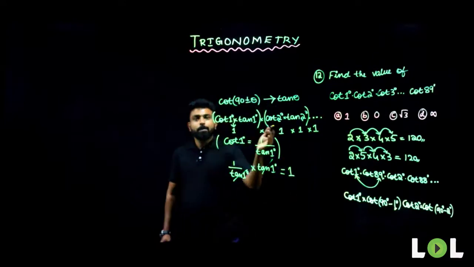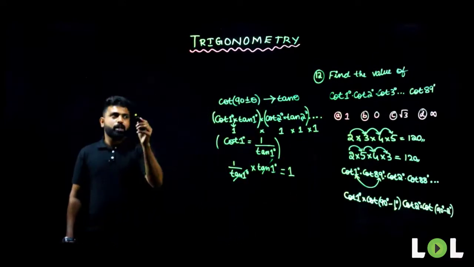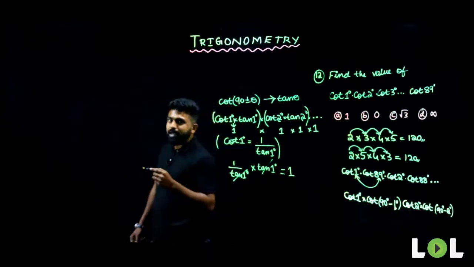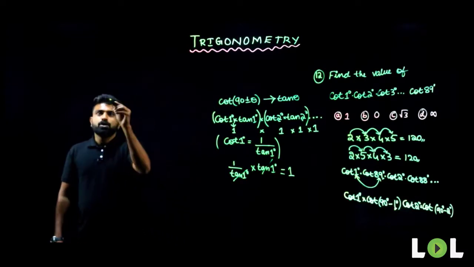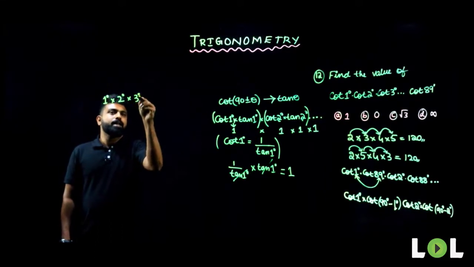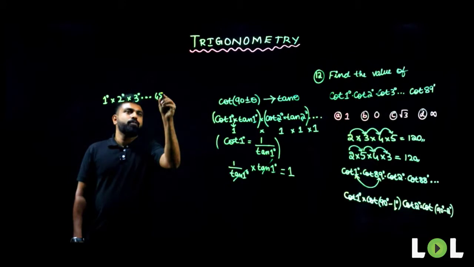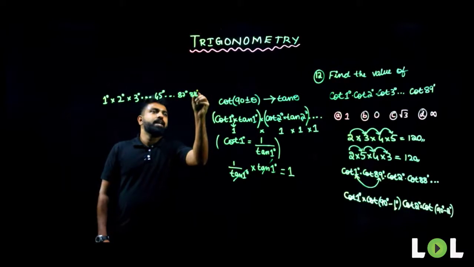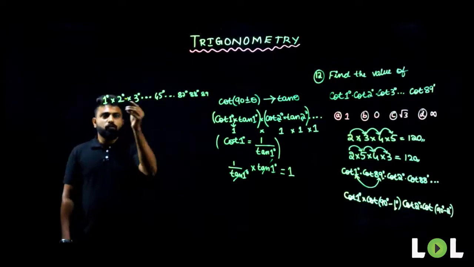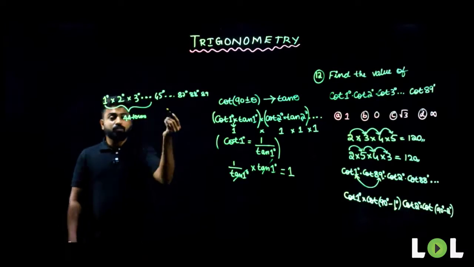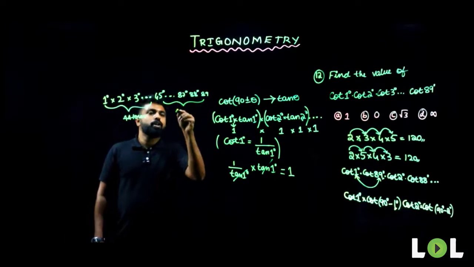So now, how many pairs can I form there? How many terms are there in total? It starts from 1 degree and ends at 89 degrees, meaning there are 89 terms. So there's 1 degree, 2 degree, I'm neglecting cot here, 3 degree, up to 45 degrees, and then 87 degree, 88 degree and 89 degrees. So before 45, how many terms are there? There are 44 terms. And after 45, how many terms will be there? Again, there will be 44 terms.